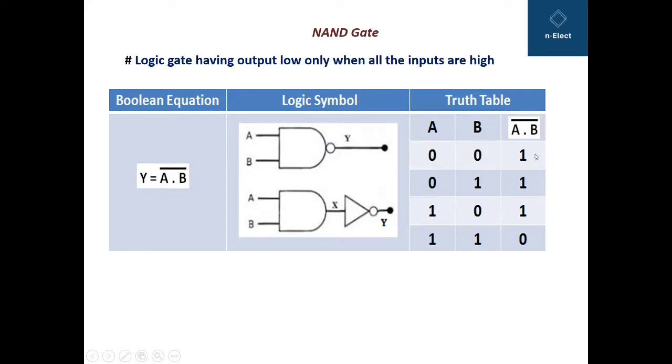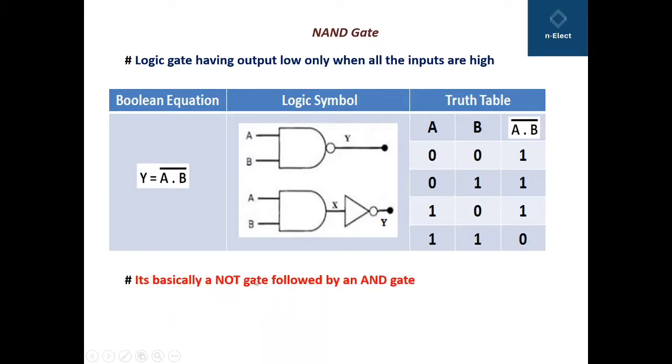So far the truth table of the NAND gate is concerned, two input NAND gate truth table is like this. When the inputs are 0, 0, so if we put A equal to 0, B equal to 0, so 0 into 0 you will get 0 and 0's bar will be 1, so you will get 1. Similarly, here also 0 into 1 is 0, 1 into 0 is 0 and 0's bar will be 1, so you will get 1, 1 here also. For the last condition 1, 1, when both the inputs are high, then 1 into 1 you will get 1 and 1's bar will be equal to 0. So this is the truth table for the NAND gate.